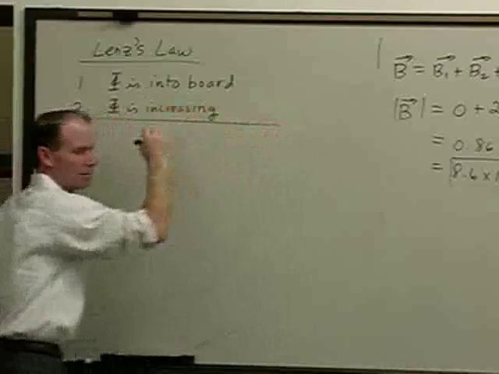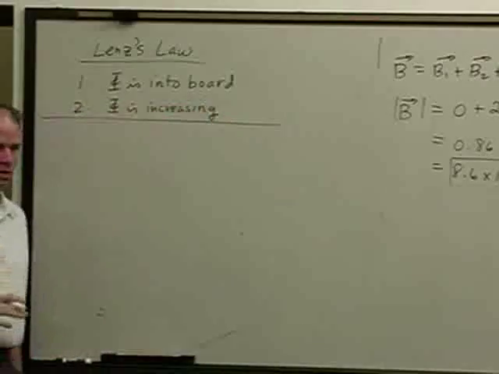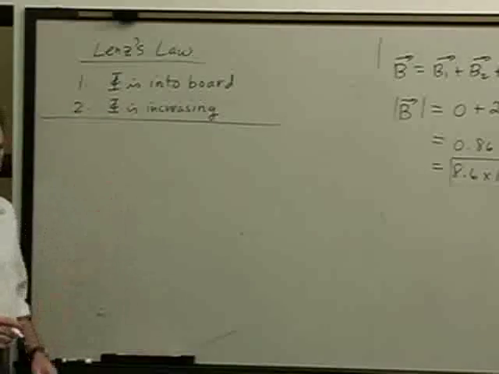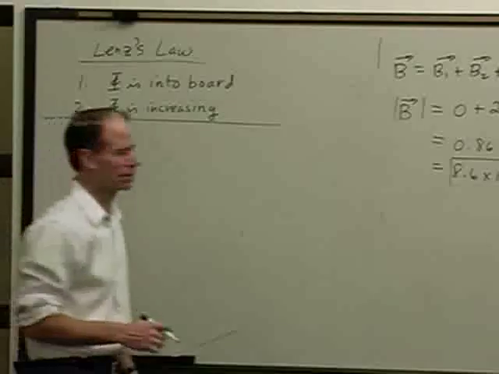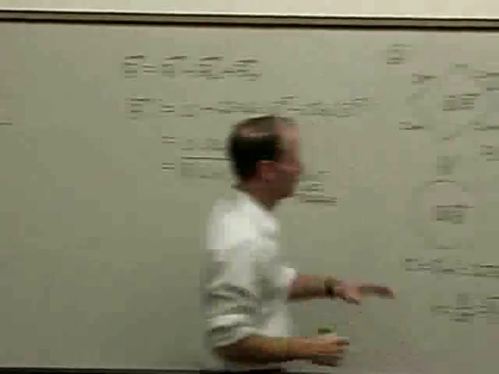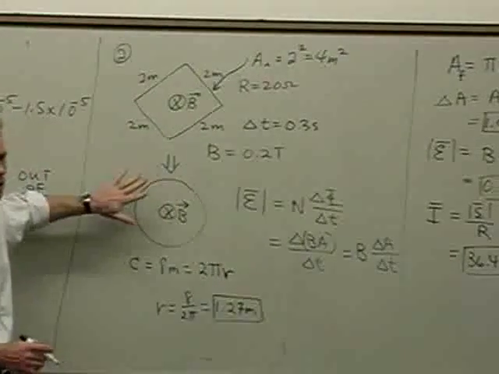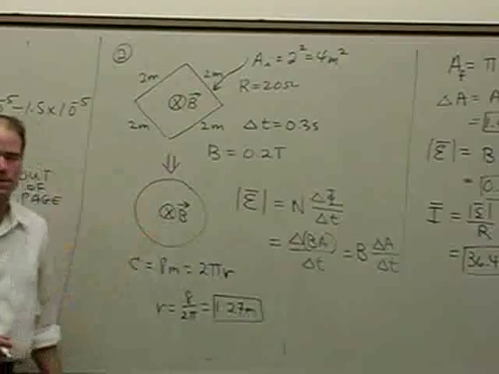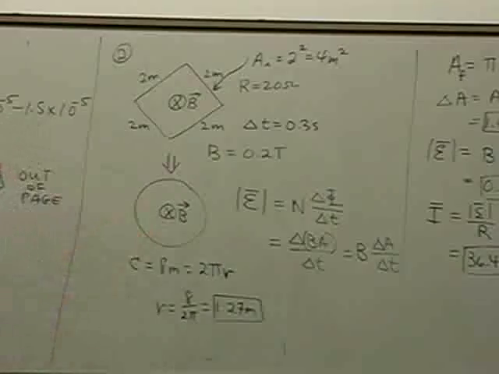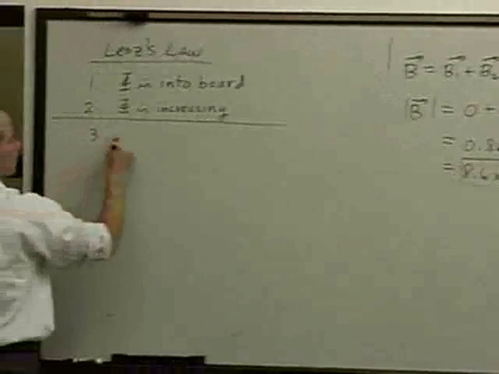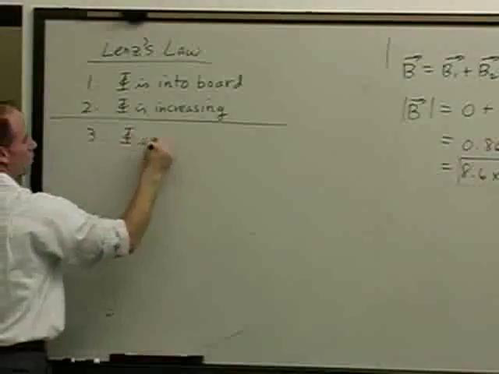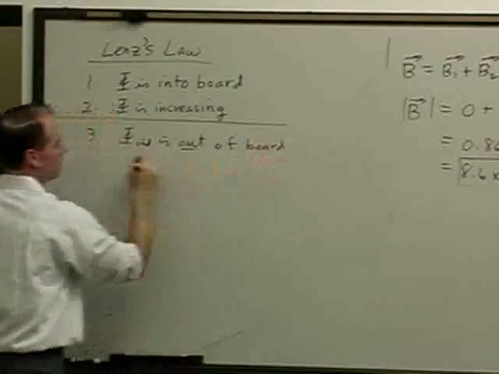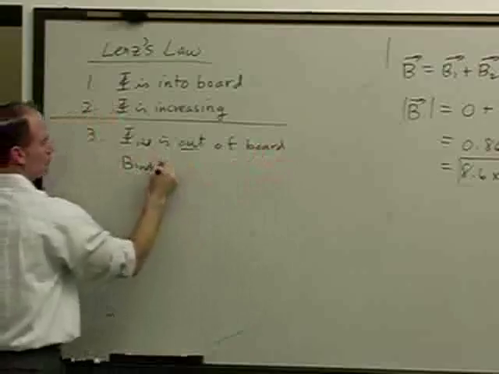All right. So that describes what's happening. Flux is into the board and it's increasing. Now we're ready to think about what's going to happen in the induced current and induced field. If nature has this flux that's into the board and it's increasing, how is nature going to respond to that? It wants to create its own flux out of the board against that. So the induced flux is out, which basically would mean that the induced field is out.